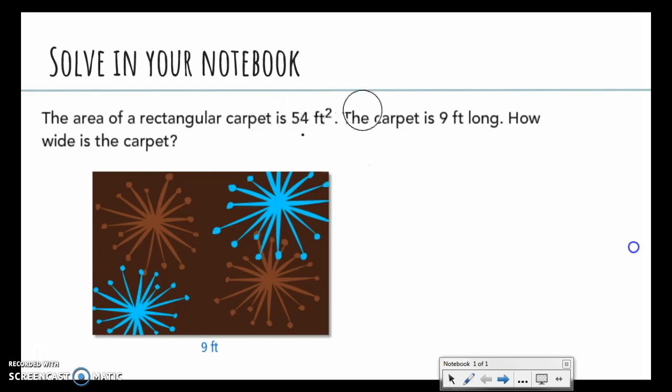Okay? This rug is okay, but you know, it'd be way cool if you had a rug like this one.